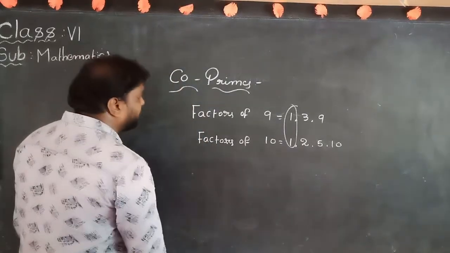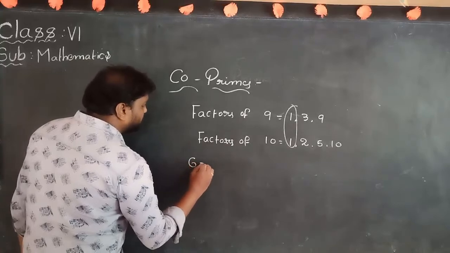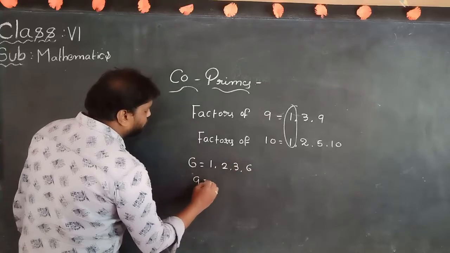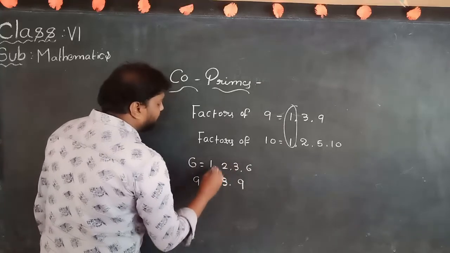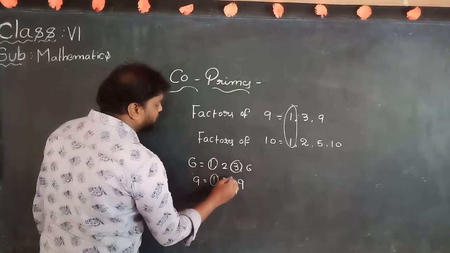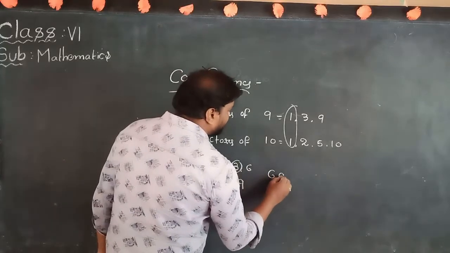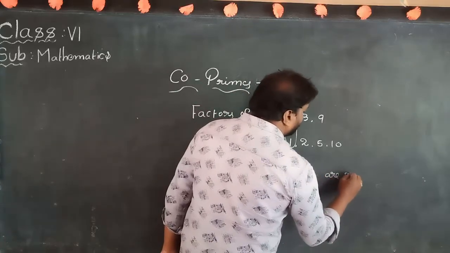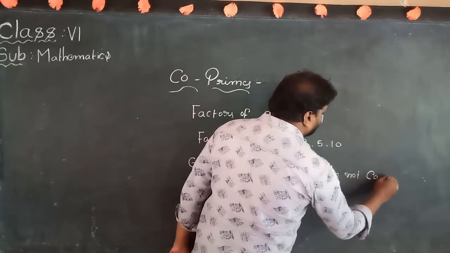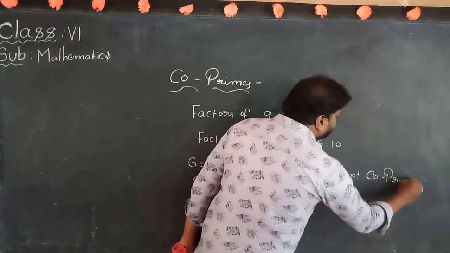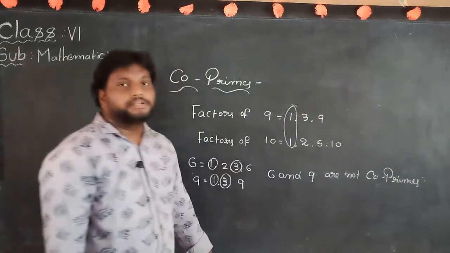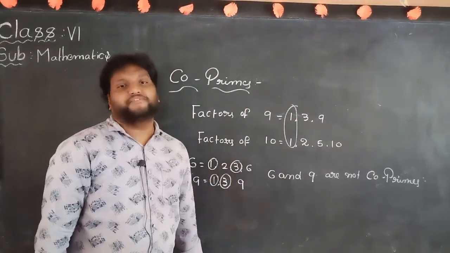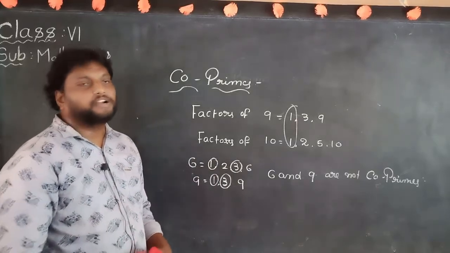One more example we'll take now. Factors of 6 are 1, 2, 3, 6. Factors of 9 are 1, 3, 9. Here the common factors are 1 and 3. That's why 6 and 9 are not co-primes. Understood? 6 and 9 are not co-primes. Why? Because 6 and 9 have more than one common factor.